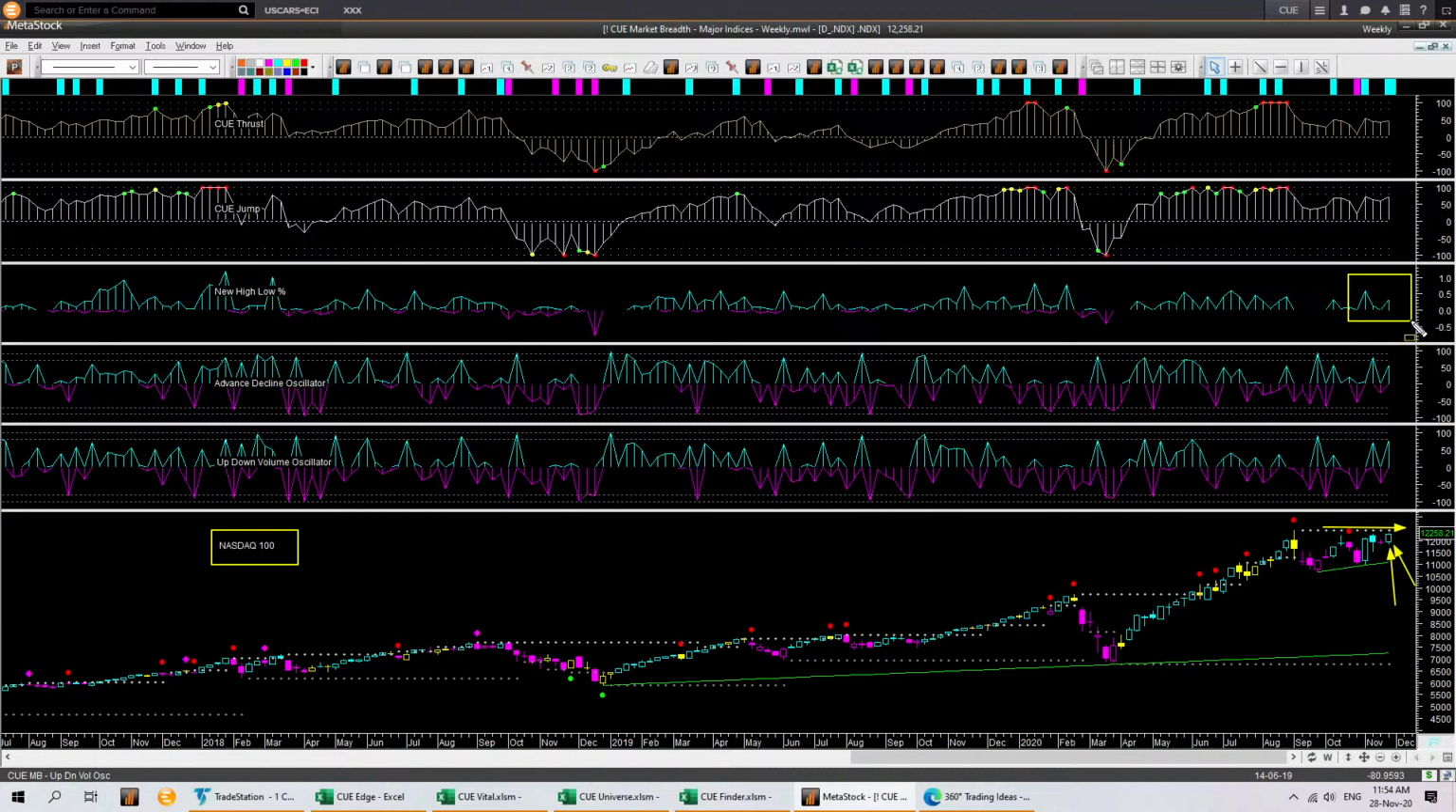However, when you look at the internals, new high low is pretty strong, probably the strongest of the major indices. And the same is true for advanced decline and up down volume. There is no divergence here because the index didn't make a new high. So we cannot say there is divergence. Thrust and jump came down, but there is no divergence.